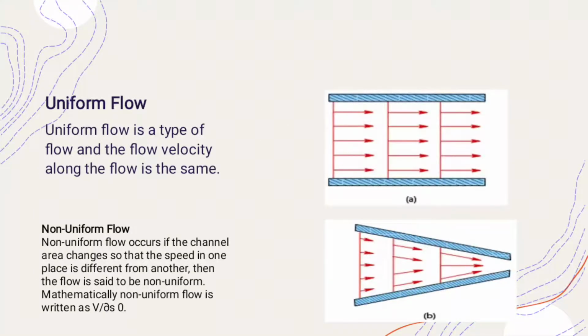Uniform flow. A uniform flow is a type of flow in which the flow velocity along the flow is the same, as in figure A. Non-uniform flow. Non-uniform flow occurs if the channel area changes so that the speed in one place is different from another. Mathematically, non-uniform flow is written as the equation in the figure.